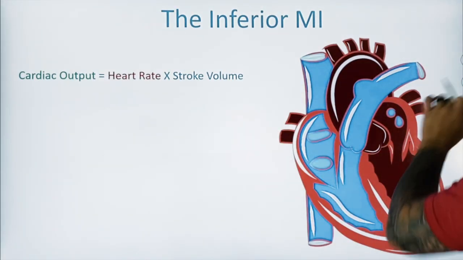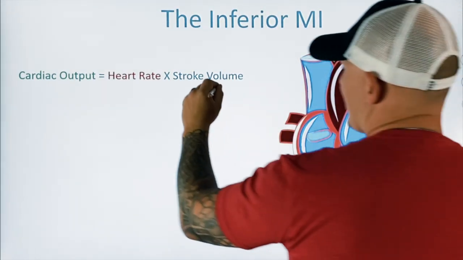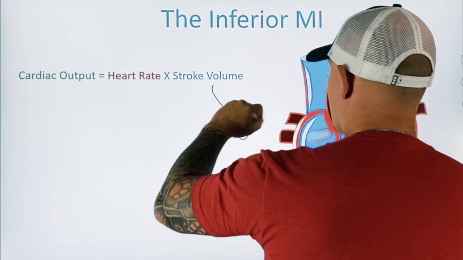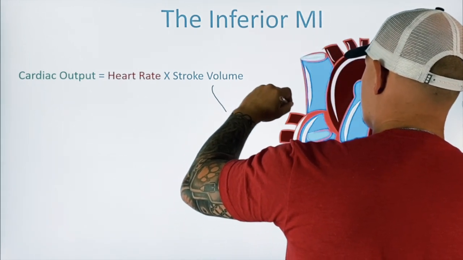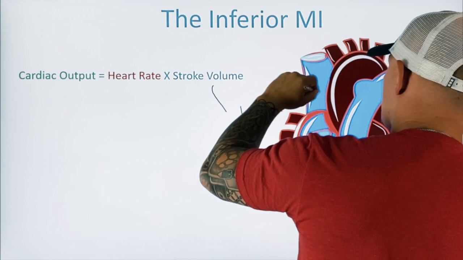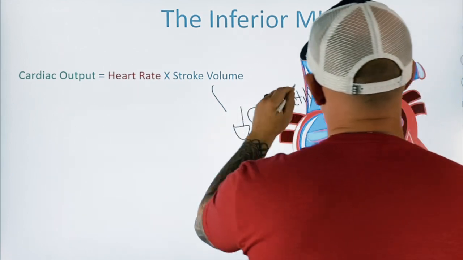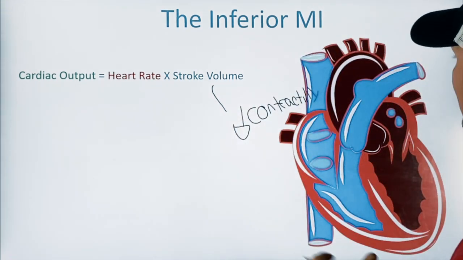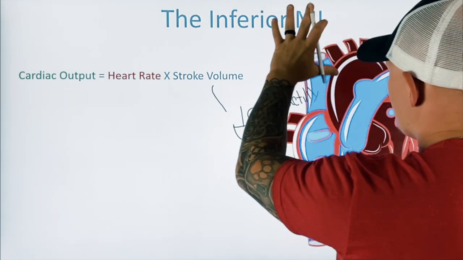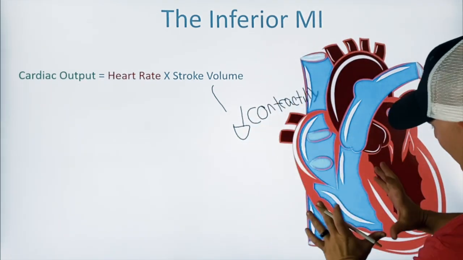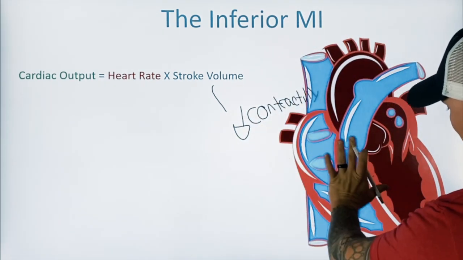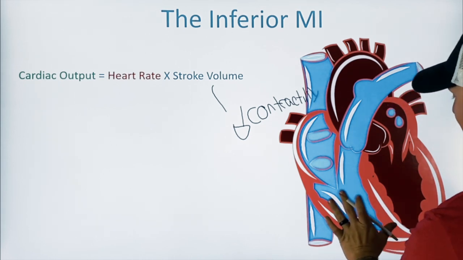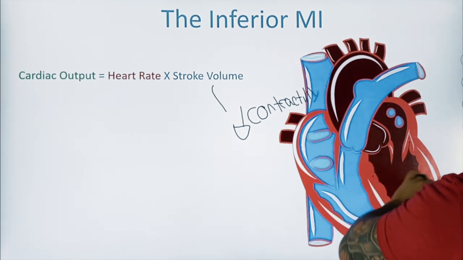Well, when we have an inferior MI, we have a decrease in contractility. Now, when we have a decrease in contractility, that's going to be particularly affecting this right ventricle itself. Remember, the septum and portions of the right ventricle are going to have the decrease in contractility.